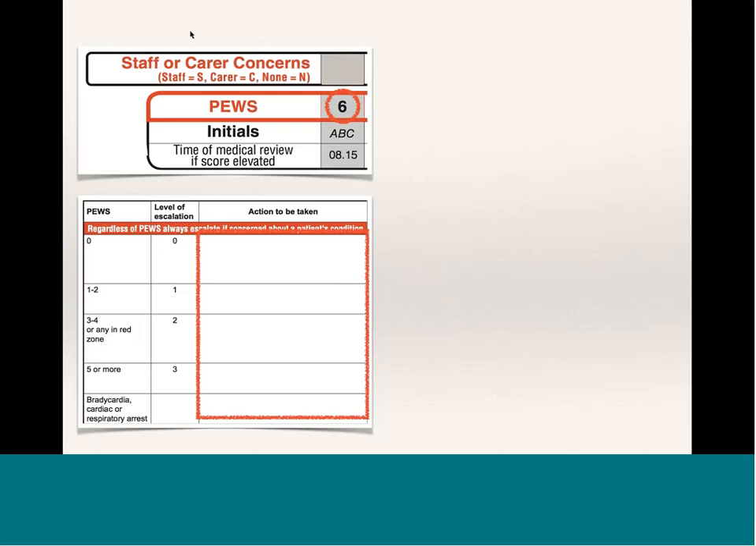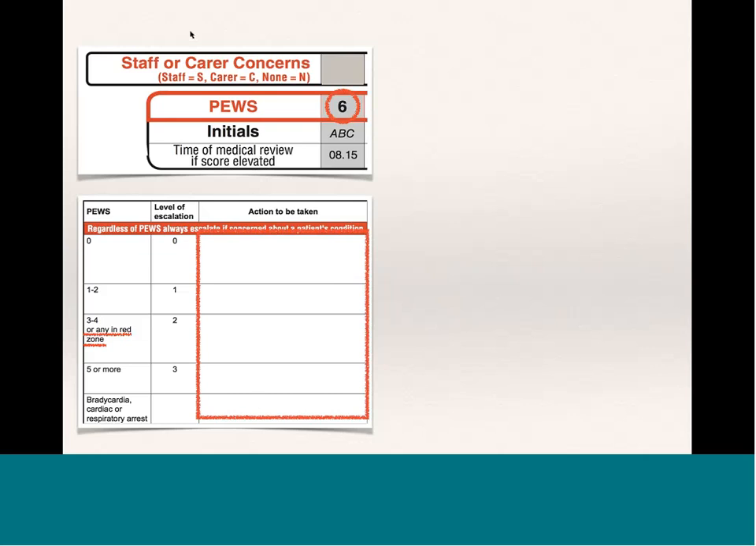Don't forget, though, that if there's a dot in any of the red zones, then that is automatically a 3. One of the other purposes of doing that was, if there is something which is a significant outlier within that physiological parameter, then there should be a degree of escalation commensurate with the local capability.